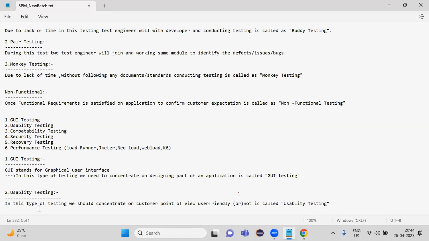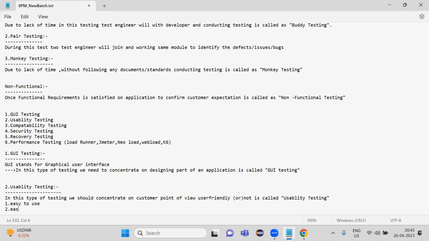Day by day, things are becoming more user friendly. Previously in WhatsApp, there was no status. Now it has status. Now it is going to accept payments also, like PhonePe and Google Pay. Like that, WhatsApp is also going to accept payments. User friendly. Yes or no? Yes. Those are the user friendly activities. Here, easy to use. What does user friendly mean? Easy to use, easy to operate.